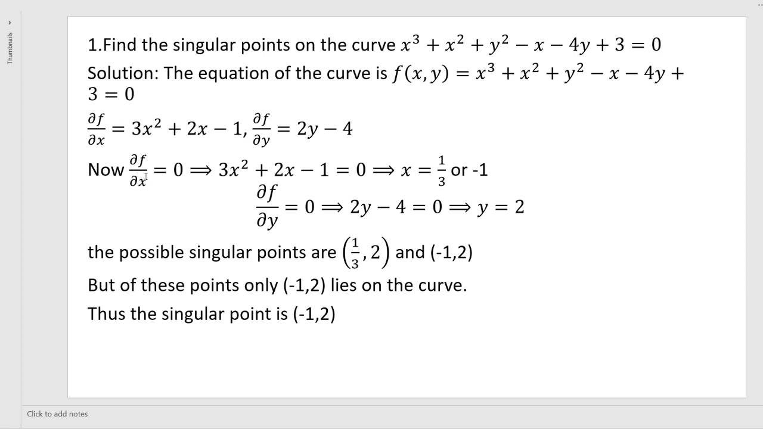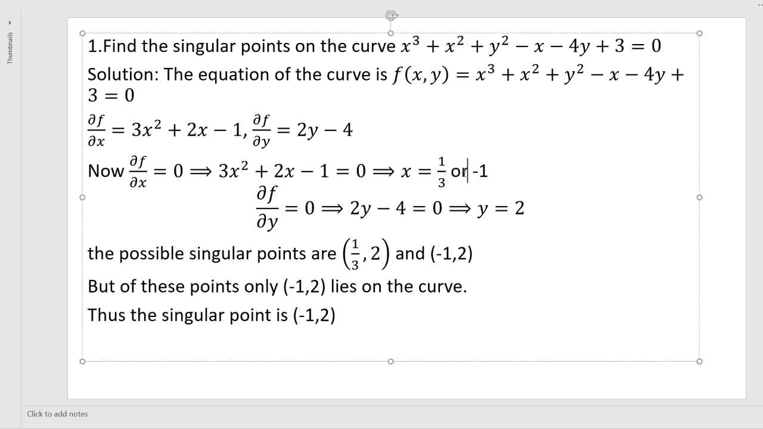So now to find the singular points, consider del f by del x is equal to 0 and del f by del y is equal to 0. Del f by del x is 3x square plus 2x minus 1 is equal to 0. On solving this quadratic equation, we have x is equal to 1 by 3 or x is equal to minus 1. These are the two roots, right? And del f by del y is equal to 0, so 2y minus 4 is equal to 0. So y is equal to 4 by 2, which is nothing but 2. The possible singular points are 1 by 3 comma 2 and minus 1 comma 2.